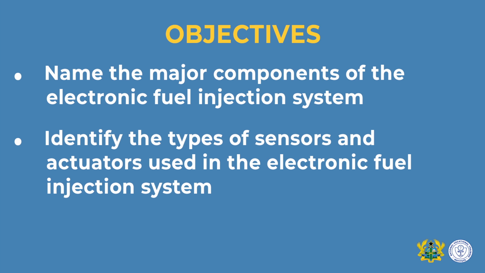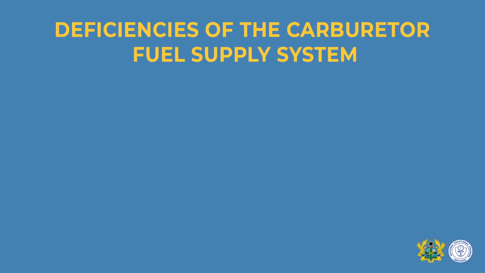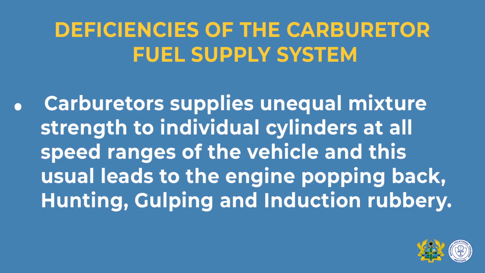Let me take you briefly to the background why we need electronic fuel injection system. In the development of the automotives, they were using carburetor system. The carburetor has a lot of deficiencies, I would say disadvantages. 1, carburetor systems supply unequal mixture strength to individual cylinders of the engine. Therefore, at certain ranges and speed, the engine is not able to run smoothly.